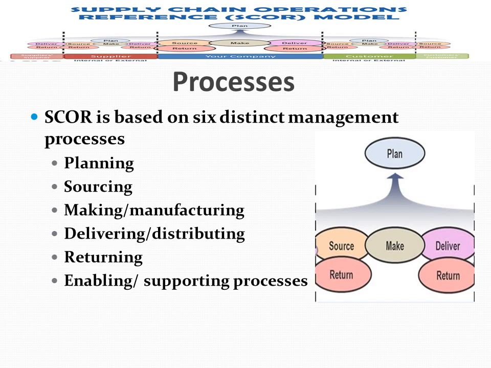SCOR is based on 6 distinct management processes. If you are a management student, you know about all these things: planning, sourcing, making or manufacturing, delivering, returning, and then enabling or supporting processes. If you are familiar with supply chain management, you probably know what it is. So these are the processes. Let's discuss them one by one.